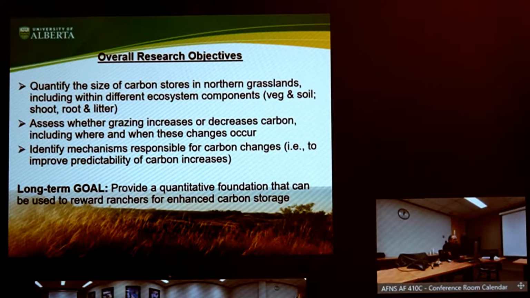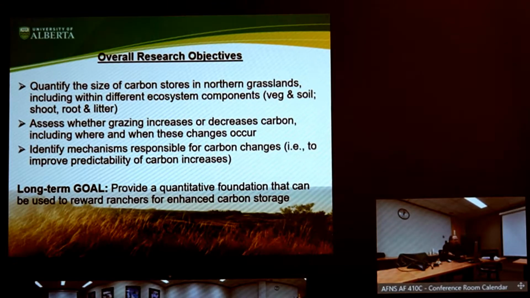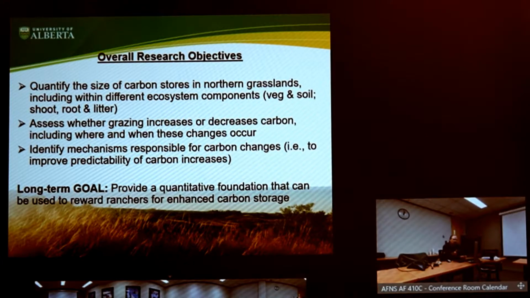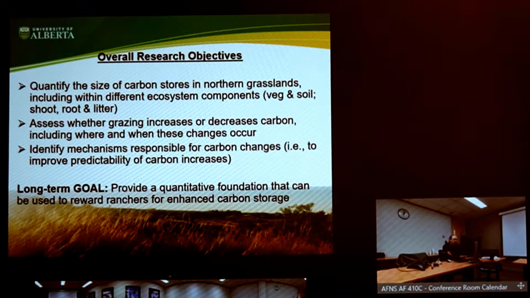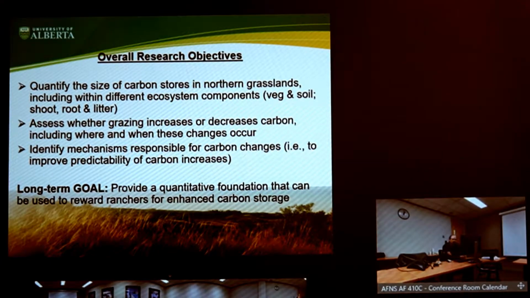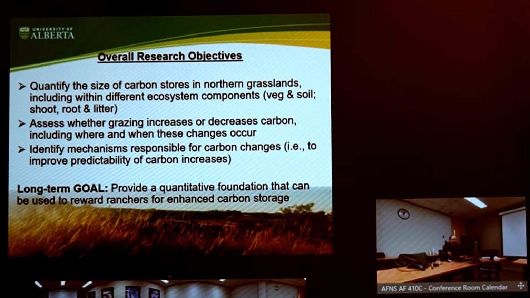So the first objective is basically to quantify the size of carbon stores in these grassland environments, the ones that our egg producers and beef producers in particular rely on so much. One of the things that we wanted to do is look at soil carbon, since that's one of the largest reservoirs of carbon, but we also wanted to look at some of the other components, so vegetation above and below ground, root and shoot components, and also litter.